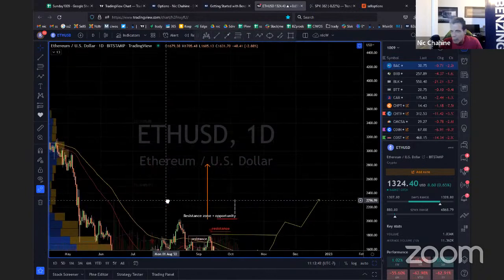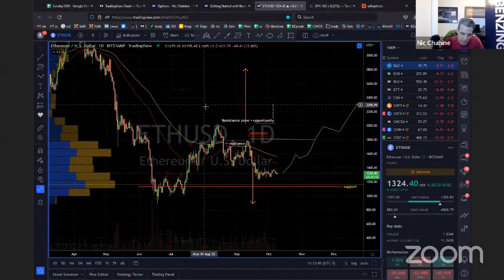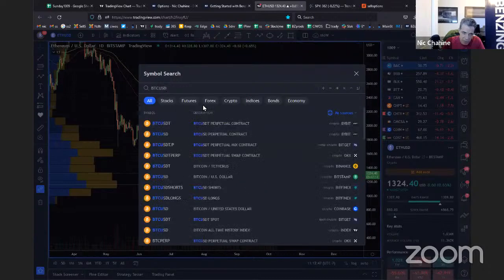This is Ethereum, and they all move the same way. They all have similar charts. They move the same way.